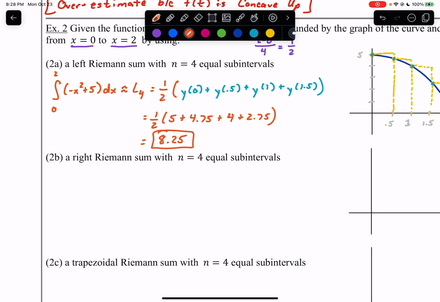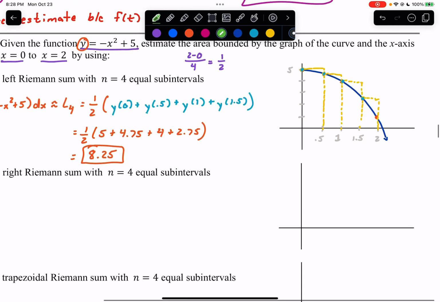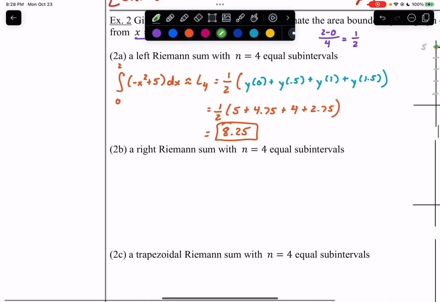And is that an over or an underestimate? Well, I can tell that my left Riemann sum is over, and the reason is because f is now decreasing, or y. So we're going to say, even though it didn't ask for this, we're going to go ahead and address it because it's a highly tested AP topic. So this is going to be an overestimate because negative x squared plus 5 is decreasing.